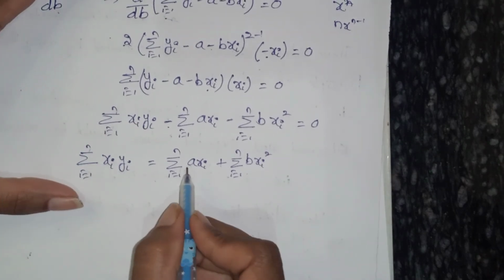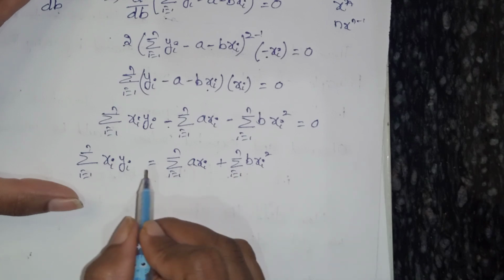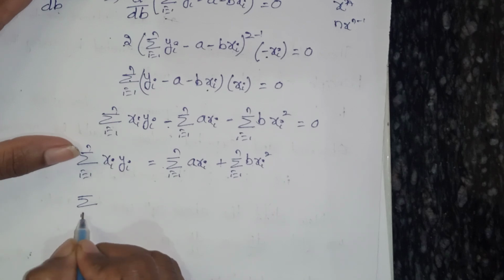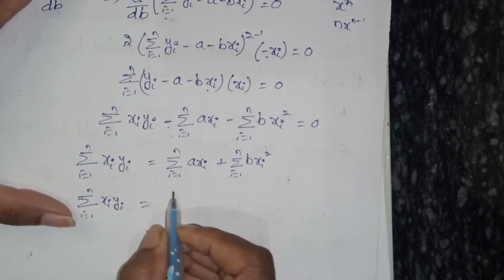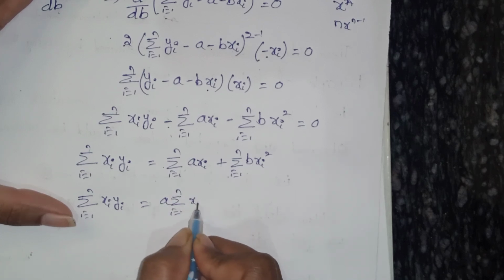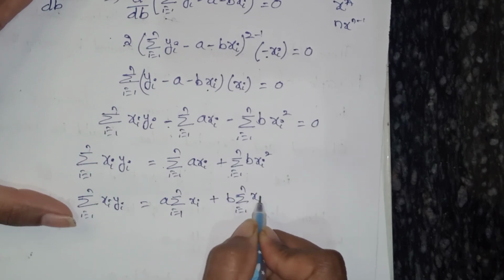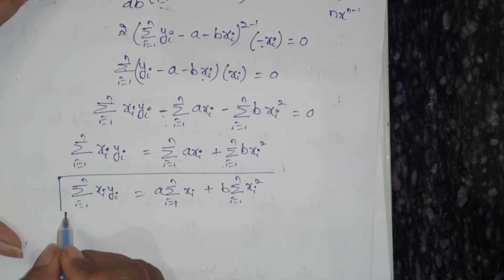So a and b are constants, that's why we have to write them before the summation. So summation i equals 1 to n xi yi equals a summation i equals 1 to n xi plus b summation i equals 1 to n xi squared. So this is equation 4.